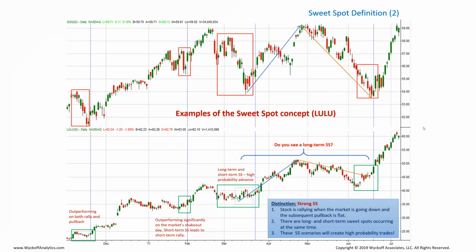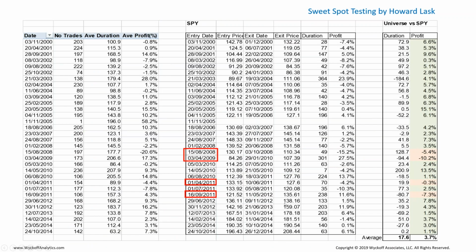So this idea of the sweet spot was added to the knowledge probably like 7 years ago. And a lot of the students decided that they like this concept and they want to test it. And at the time, I didn't have this opportunity, but then some of them developed those type of tests, and this is what they've seen. So this is, again, the test from Howard Lask.